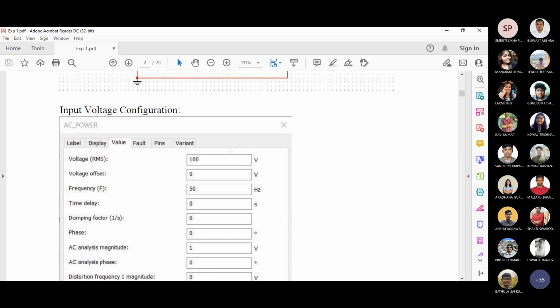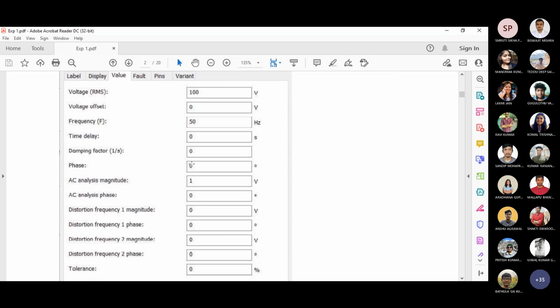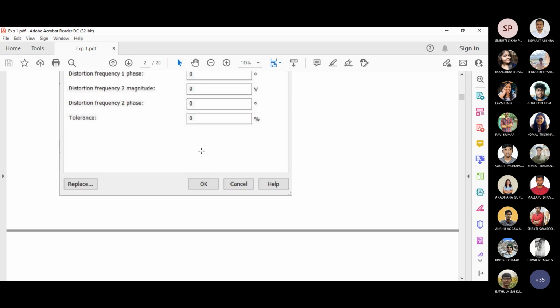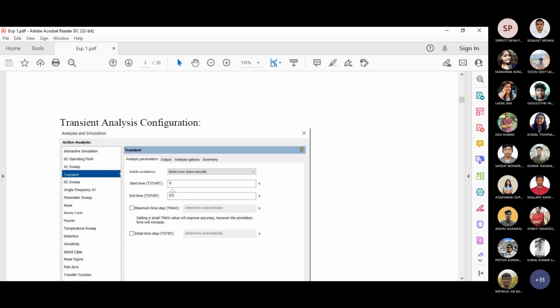The specifications are already given: RMS voltage is 100 volt, DC offset 0 volt, frequency 50 hertz. Then the transient analysis configuration means how much time you want to see. You can see the analysis and simulation part. You have already done that in your NI Multisim circuit class, so I am not going to repeat it.